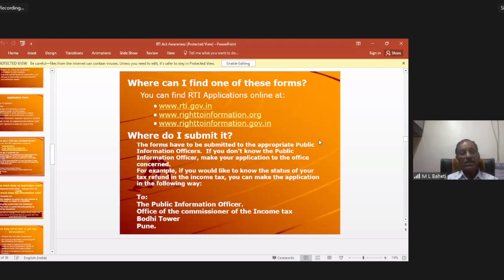For submission of the RTI form, the form has to be submitted to the appropriate public information officer. If you do not know the public information officer, make your application to the office concerned. For example, if you would like to know the status of your income tax refund, in the income tax, you can make the application in the following way. To the public information officer, Office of Commissioner of Income Tax, say Bodhi Tower, Pune. Simply you have to write this much, then the concerned application will go to the appropriate authority.